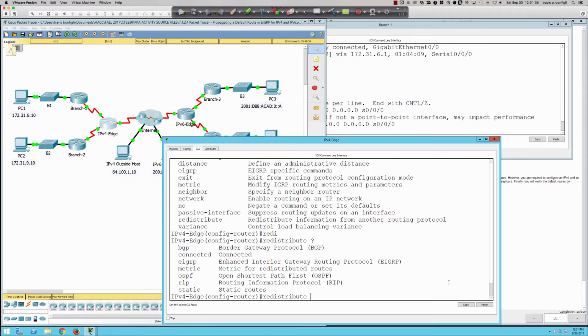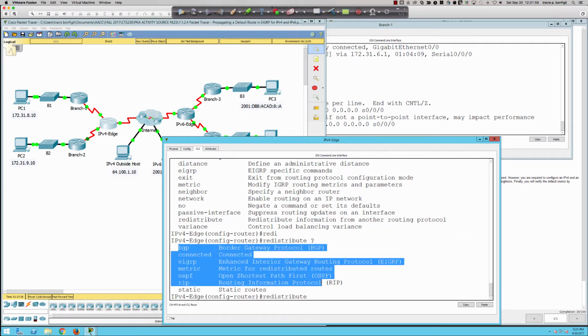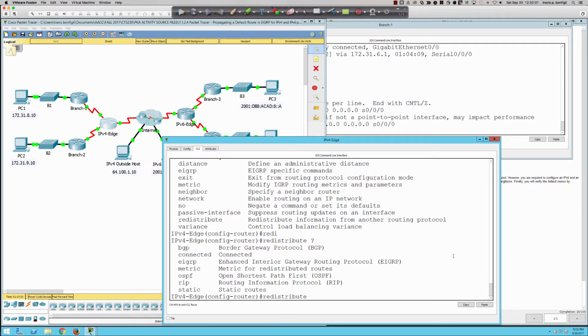I should have probably pulled this up first. So BGP, connected, EIGRP, OSPF, RIP, static, those are all in the context of redistribution. These are all considered protocols, right? When you see this statement here, redistribute information from another routing protocol, these qualify as protocols.